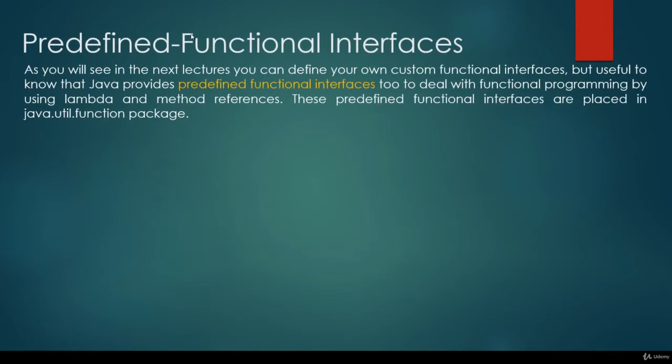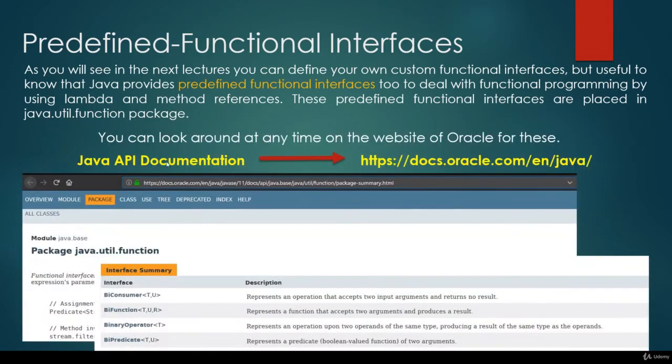Let's talk about predefined functional interfaces. As you will see in the next lectures, you can define your own custom functional interfaces, but it is useful to know that Java provides predefined functional interfaces as well to deal with functional programming by using Lambda and method references. These predefined functional interfaces are placed in the java.util.function package. Of course, you can take a look at the documentation on the website of Oracle as usual, and in the coming lectures we are going to talk about Lambda expressions and functional interfaces.